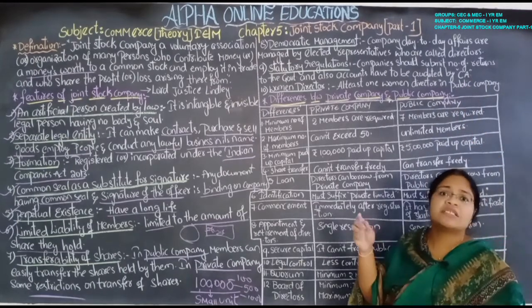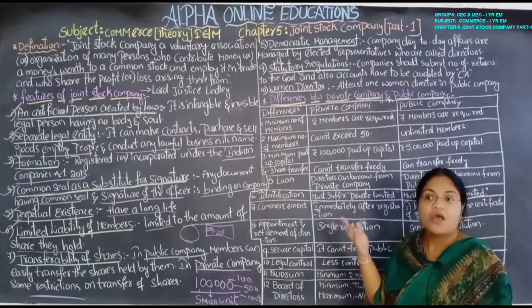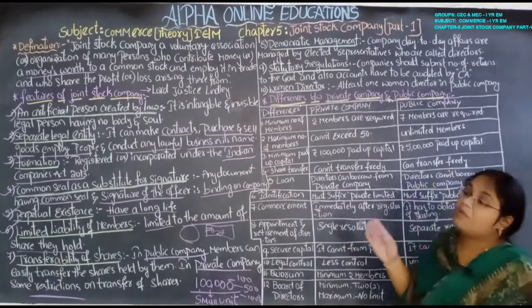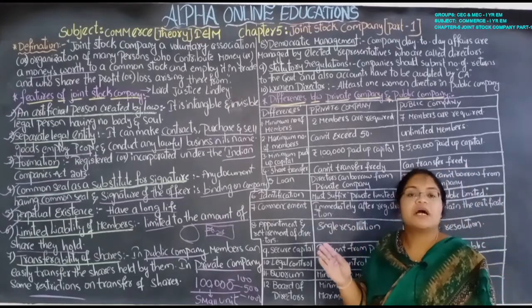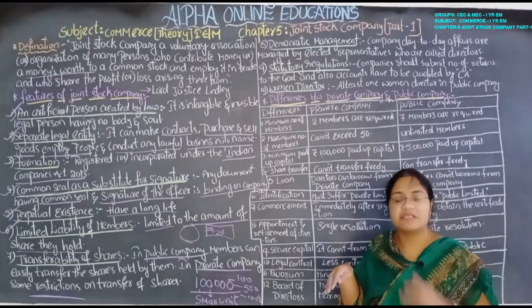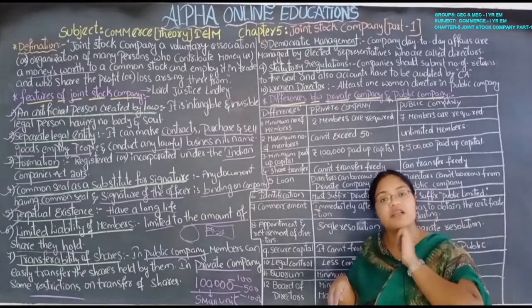So owners are in different places. That's why, for the management of the company, the members will select representatives. Representatives means they will vote for the persons.